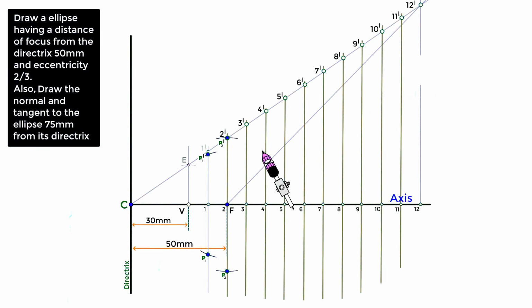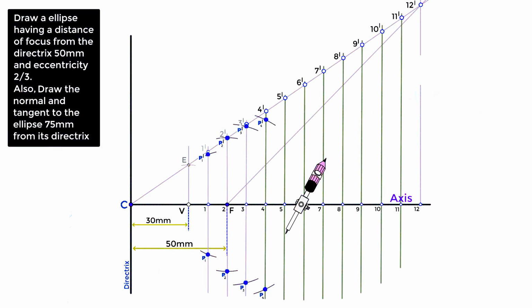Take the length between 3 to 3 dash on a compass, using F as the center, and cut arcs on a line 3 to 3 dash. Mark this point as P3 dash and this point as P3. Next, take the length between 4 to 4 dash on a compass, and cut arcs on a line 4 to 4 dash. Mark this point as P4 dash and this point as P4.